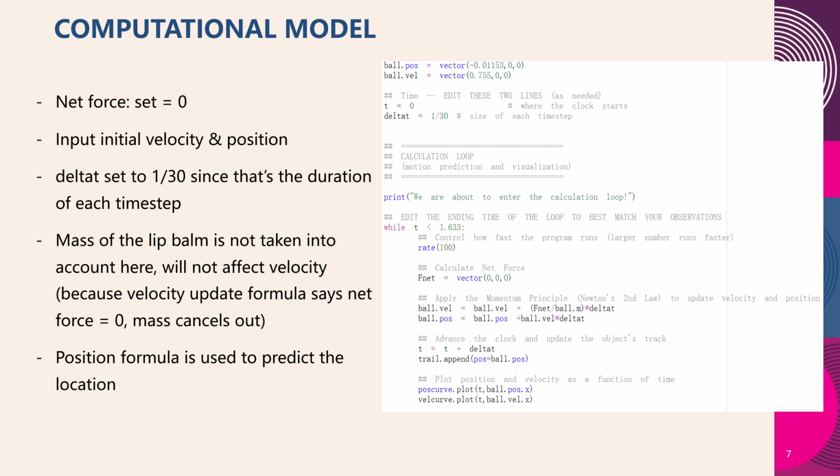So with the computational model, I set net force equal to 0, inputted the initial position and initial velocity here, and I set delta t equal to 1 over 30 because that's the duration of each time step. The mass of the lip balm isn't taken into account here, so it wouldn't affect velocity. And the position update formula is used to predict the position, as you can see, it's written here.